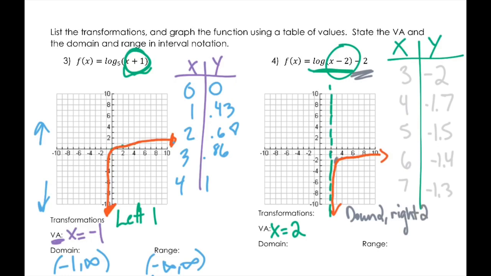The domain is going to be everything from the asymptote to infinity, so from 2 to positive infinity, and the range of logs is going to be negative infinity because it goes down forever, up to positive infinity. Even though it's growing just a little bit, there's nothing blocking it from continuing up.